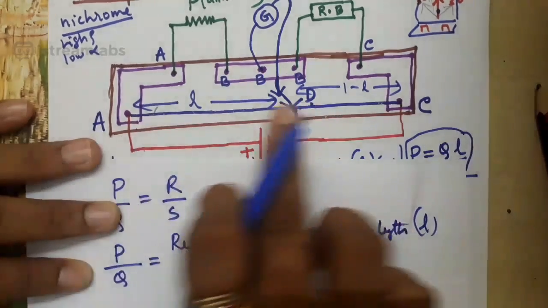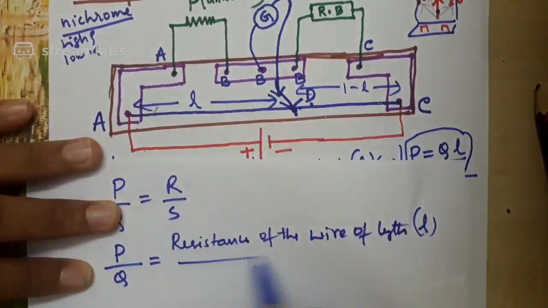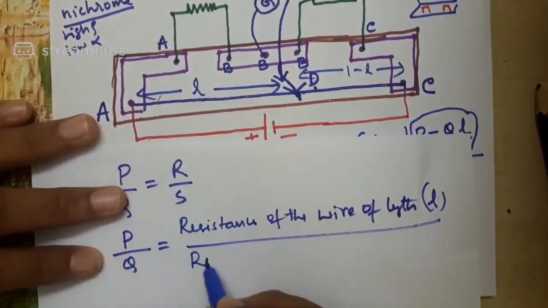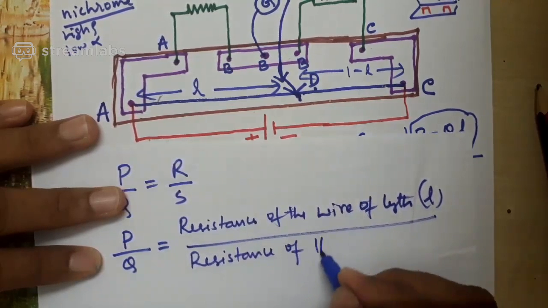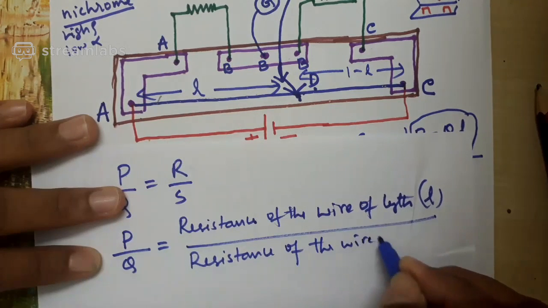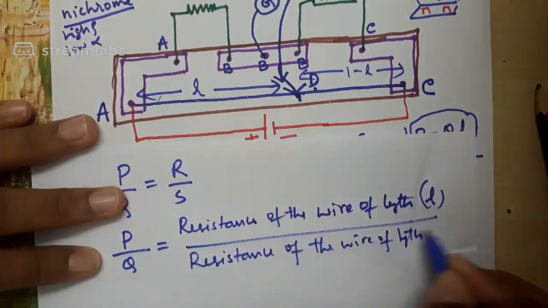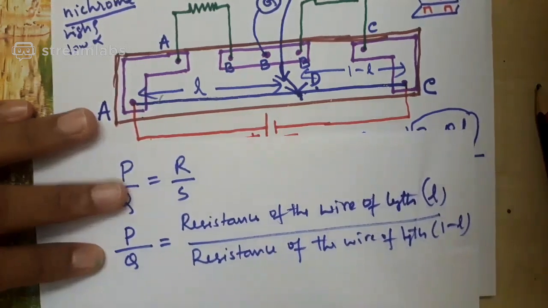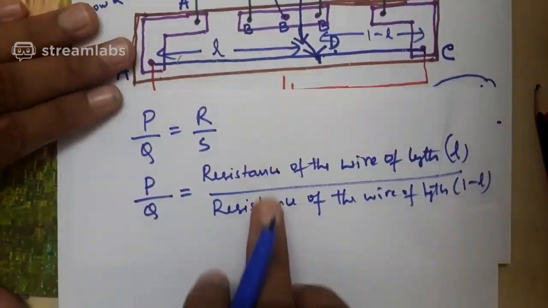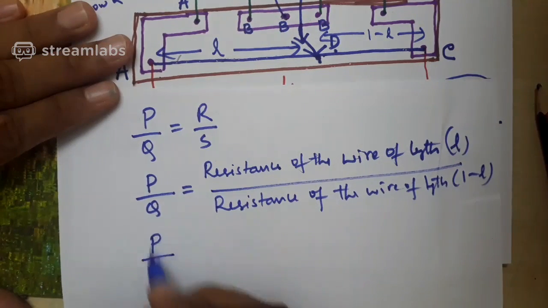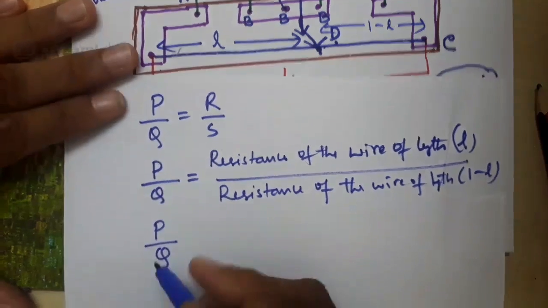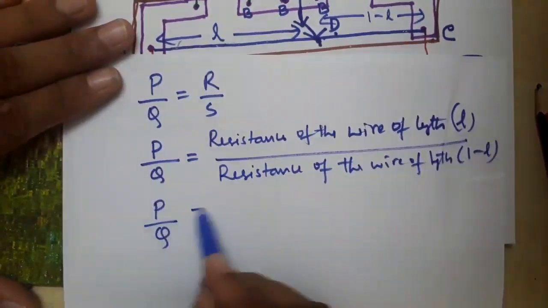Correct? This alloy of length L has got resistance, that is R, divided by what is S? It is obviously the resistance of the wire of length 1 minus L. Don't you think both are made up of the same material? Remember, P is unknown, Q is known to us. We already know what value of Q we have kept.